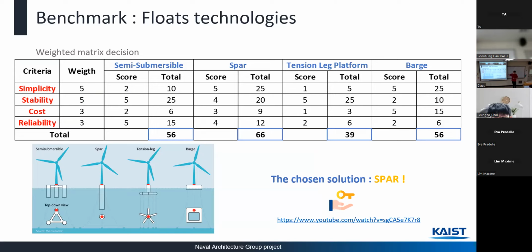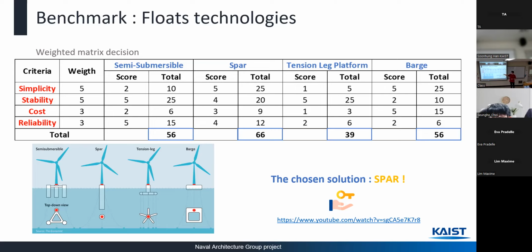And so I want to say for all these criteria, since it's a lot of prototype, it was hard to find real figures. So it will be more about common sense. For example, for the simplicity of the semi-submersible, we put a score of 2, because since there are 3 cylinders, it will be harder to design than, for example, the spar one, which is only 1 cylinder.